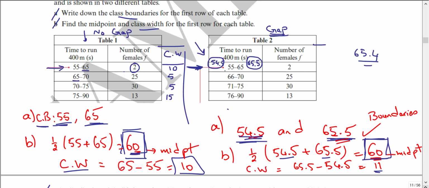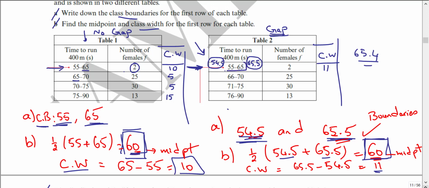How about the other table? If I want the class width, you subtract the class boundaries. 65.5 minus 54.5 will be 11. So the class width is different when you have a gap than when you have no gap. But the midpoint is the same. You understand? Yeah, it's almost the same table.